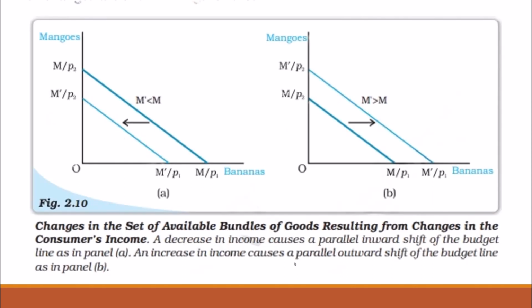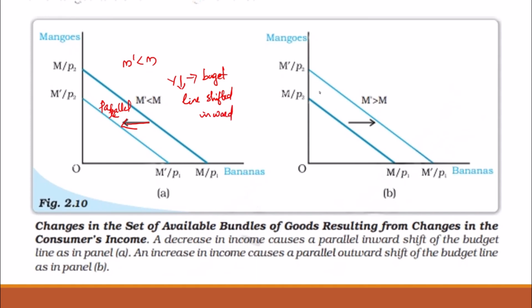So I'll be showing you the two situations here. In the first situation your M dash is lesser than M. So whenever your M dash is lesser than M, your new budget line will be shifting inward to the old budget line. Again it is a parallel shift that is happening. Okay, so in panel A you can see a situation of reduction in your income. Your income has come down, and this is what made your budget line shift inward. There's a leftward shift in your budget line that happened.